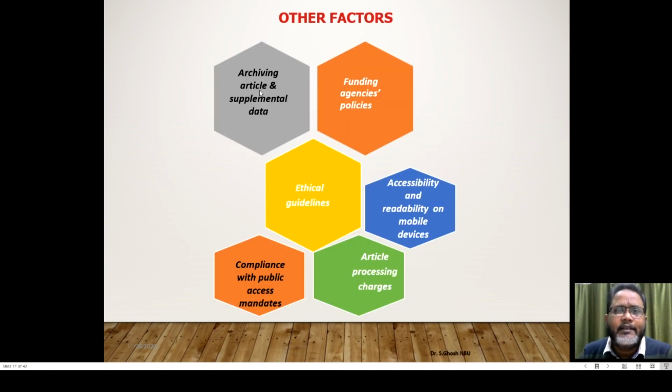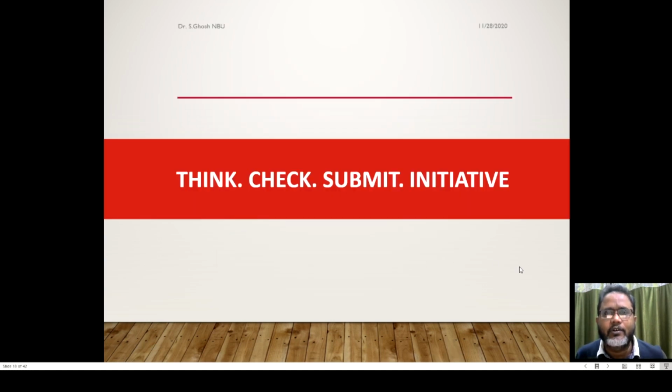And other factors are there, that is archiving of the article and supplementary data, whether the archiving is there or not, whether you can access the archive. What is the policy of the funding agency, the ethical guidelines. We are almost all the time discussing this one. Compliance with the public access mandates, that is whether this will do any kind of social good or not, or whether it will be in the hands of some publication mafia who are always controlling access to publication, or whether there are article processing charges or not.